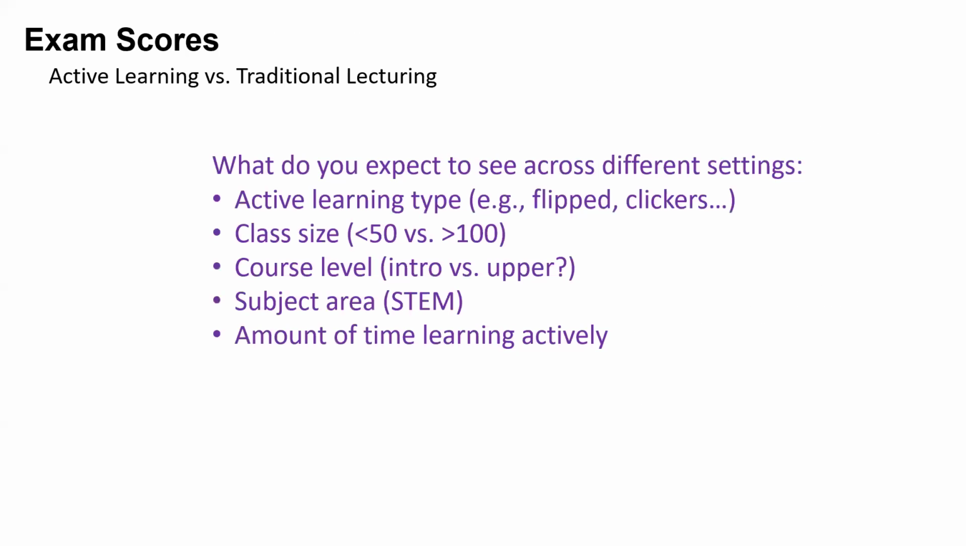So I'm going to show you data on these different things. So the type, class size, course level, introductory courses and upper division courses, subject area, they're all STEM classes, and the amount of time that students are working actively. I'm going to leave this here for a second, get a drink of water, but you think about what differences do you think we're likely to see if we're comparing active learning classes to passive lecturing classes?